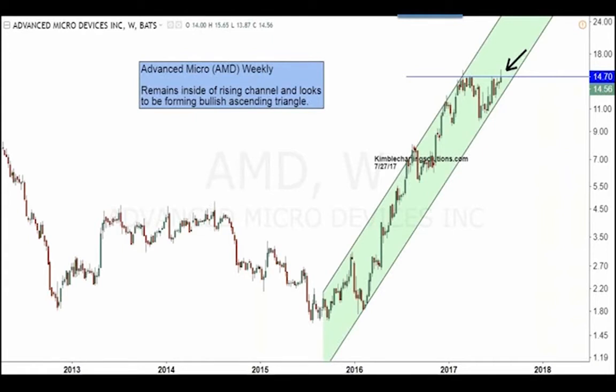I would suspect a big influencer on tech stocks, and the tech sector itself, I don't think would want to see a failure pattern by AMD up against this resistance. But again, bullish ascending triangle pattern, our alerts are set that if it's a breakout to the upside, we would want to own that.